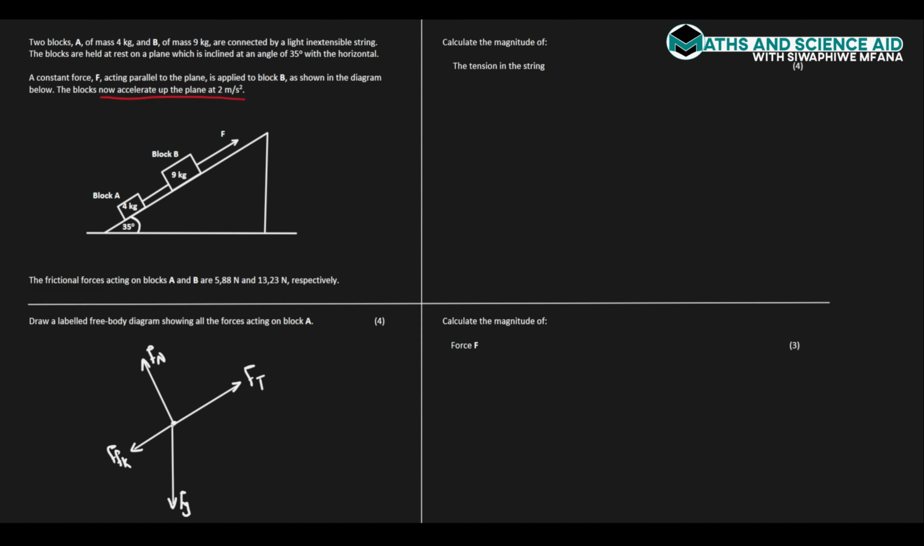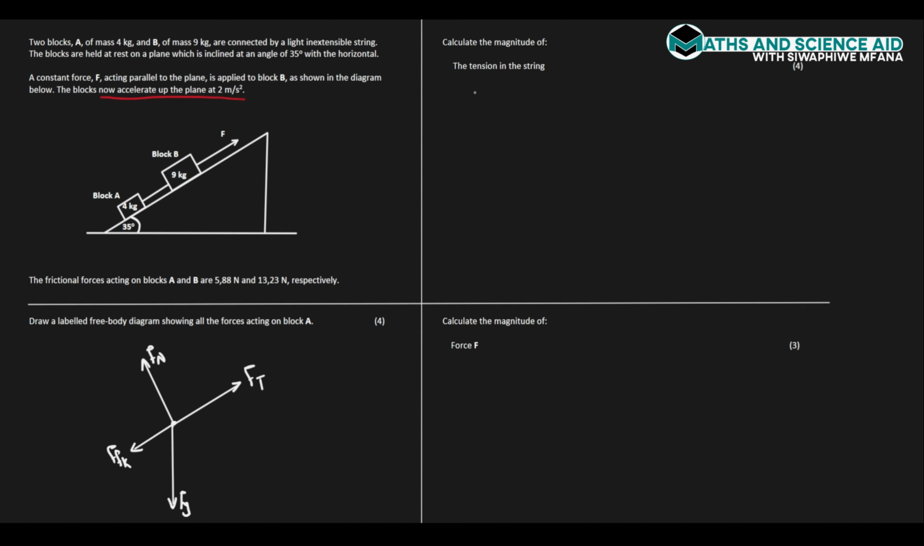So there it is. And since this block is accelerating, let's call this a kinetic frictional force. And there we go. These are all the forces that are acting on block A, and we can also confirm whether or not we have shown all the required forces by looking on the mark allocation. This is worth 4 marks, and we have shown 4 forces, so everything checks out.